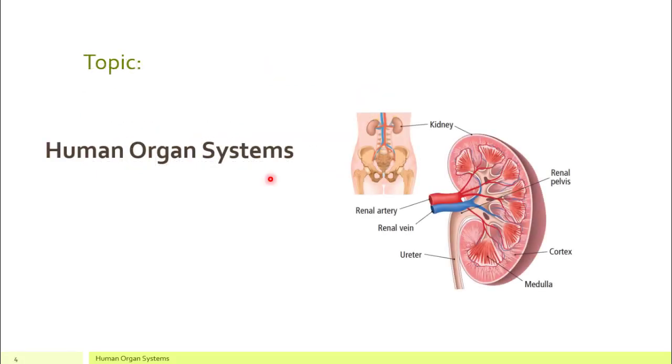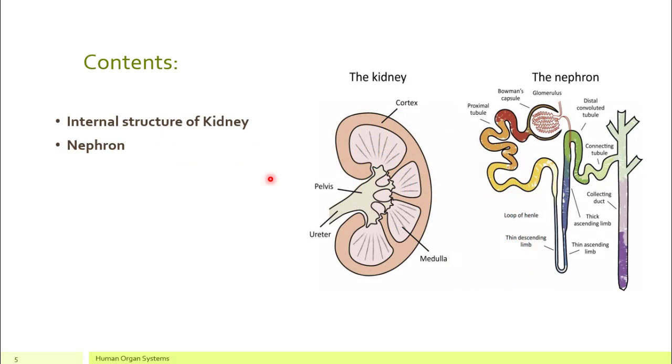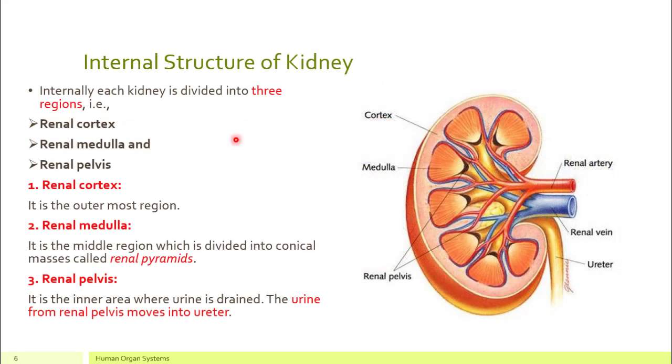So let's start our topic, that is human organ systems, and the main contents that we are going to discuss today are internal structure of kidney and nephron. So let us recall the internal structure of kidney, which you have studied in the previous lecture.